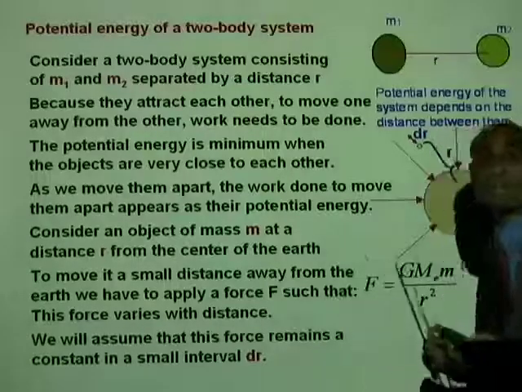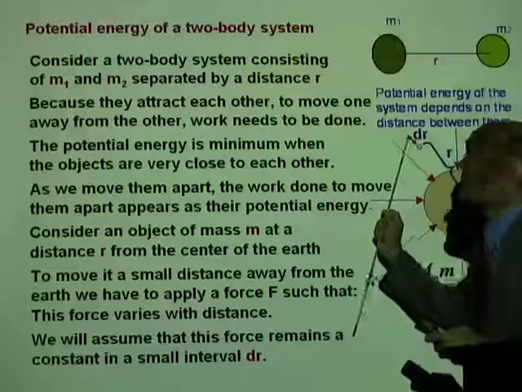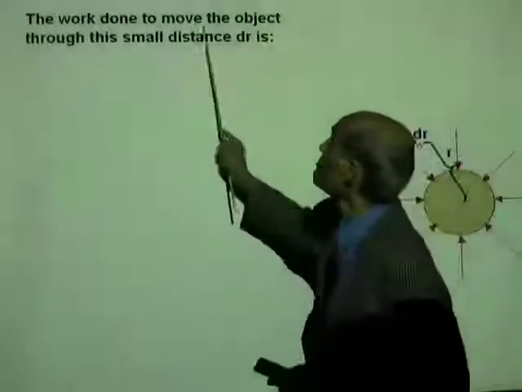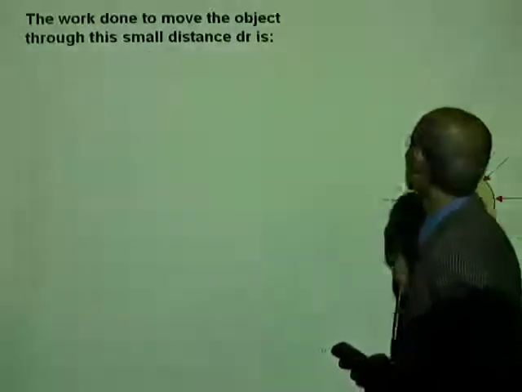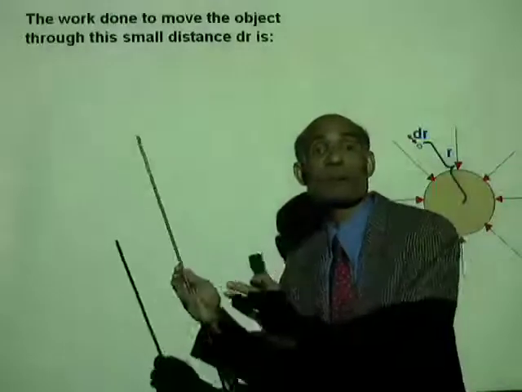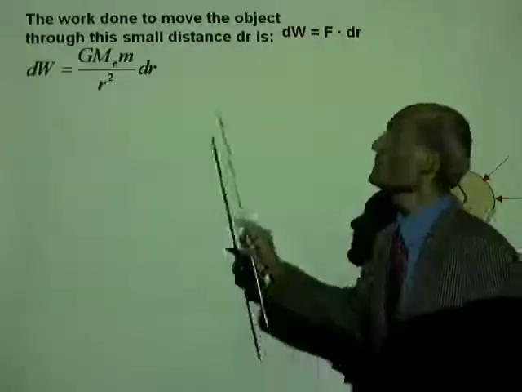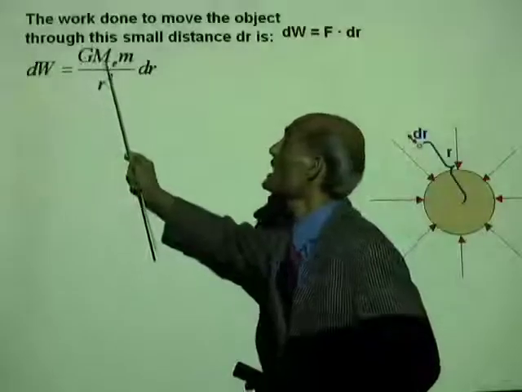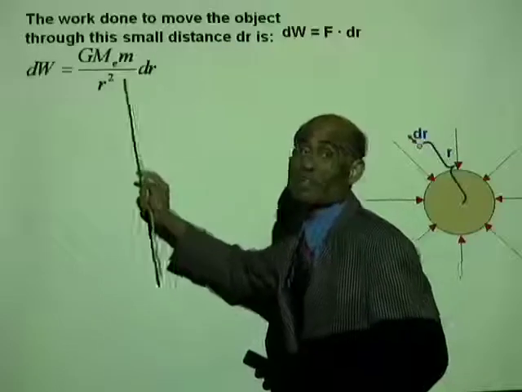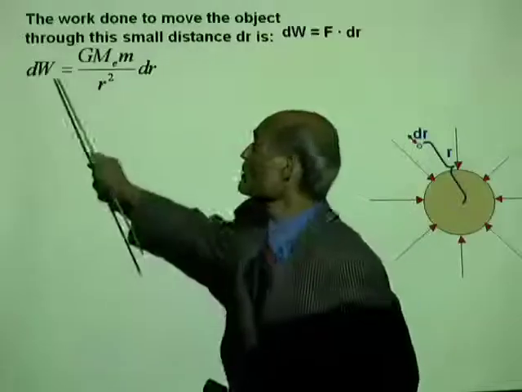Therefore, the work done can be calculated as this force multiplied by that distance. Is that right? Okay, let's do that here. The work done to move the object through this small distance will be then that force multiplied by that distance. So that will be F multiplied by dr, or the force is G ME m over r squared, multiplied by dr. This is a measure of the small amount of work, dW.